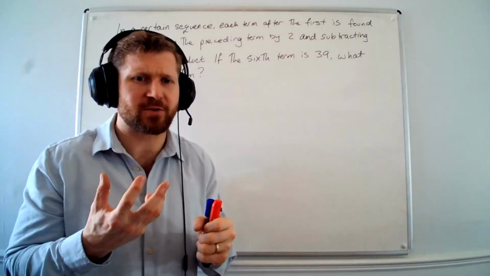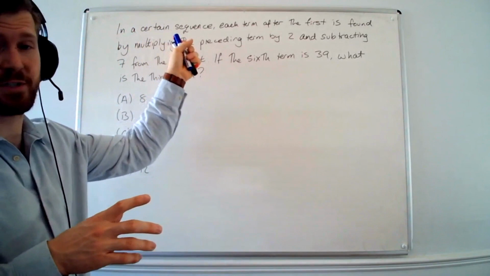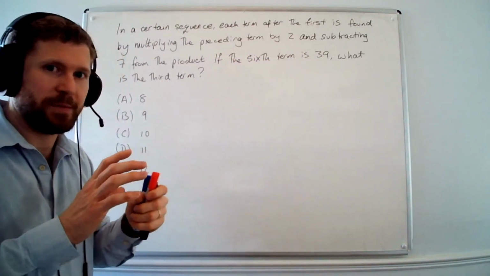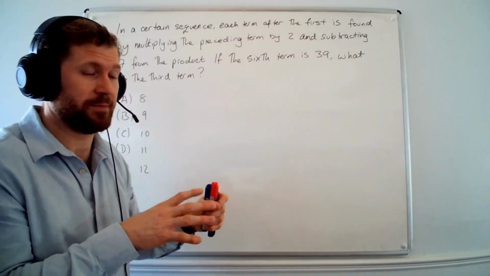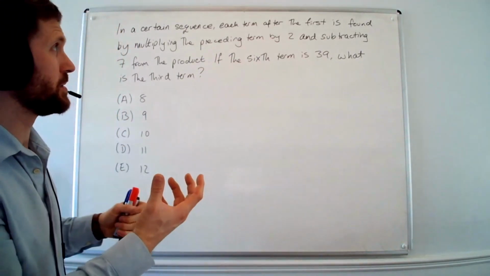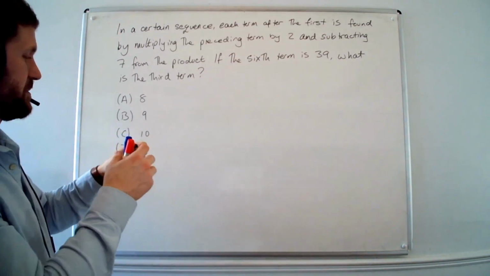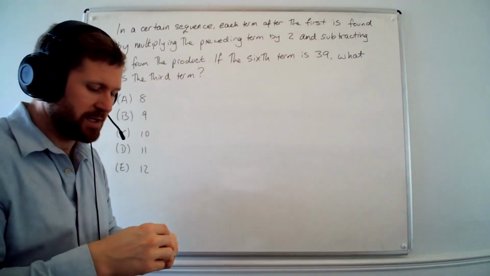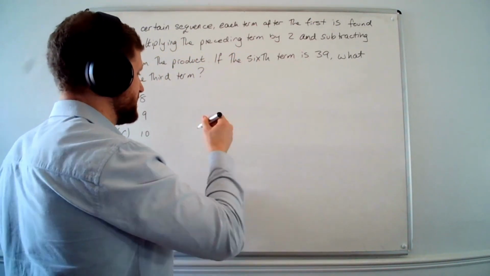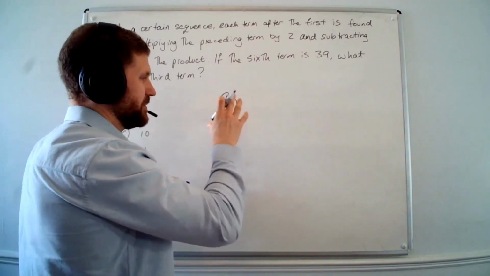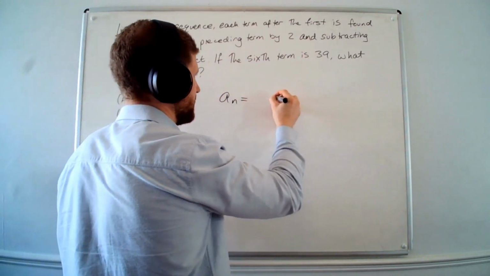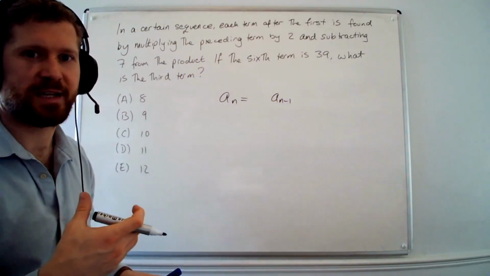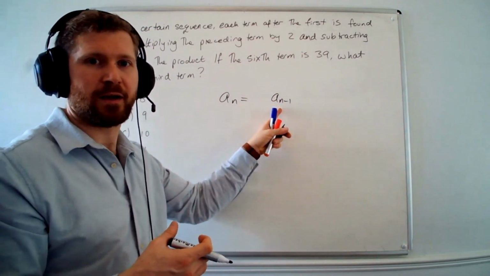All right, so word-based question here. Yes, there's a sequence here. We're told there's a certain sequence, and then this time we're given a description of the setup. So we can build up that formula using the subscripts this time, whereas last time we were just given it. So what we're told here is that each term after the first is found by multiplying the preceding term by 2 and subtracting 7 from the product. So I'm going to have some sort of relation between the nth term, this is the one I'm finding, and the preceding term, this is the term before it. Now the question tells me that I take that preceding term and I multiply that by 2.